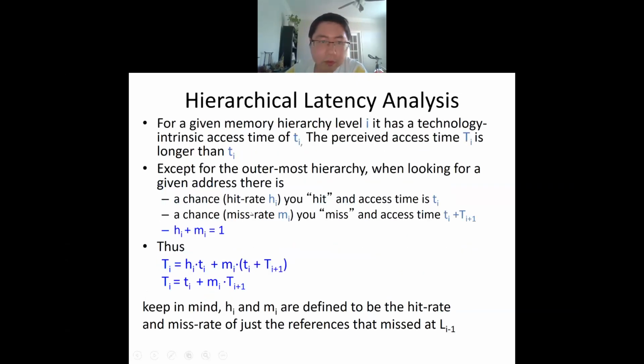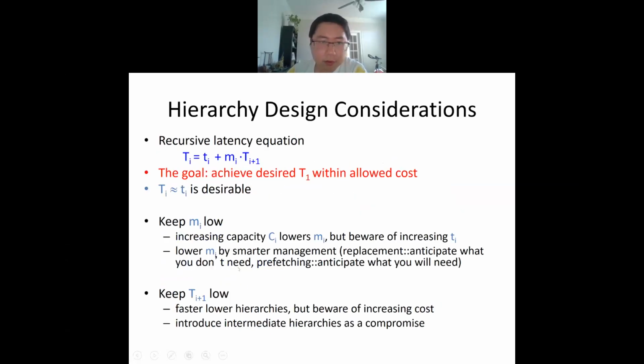Another way to keep the miss rate low is to use smarter management policies. This is related to the computer architecture courses. I will not go too deep here. If you later take the computer architecture course, then you will learn those cache management policies.